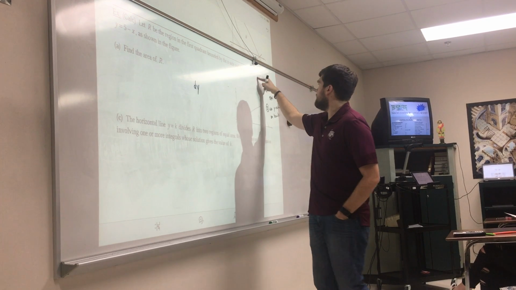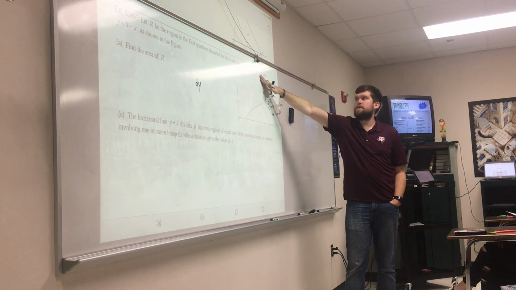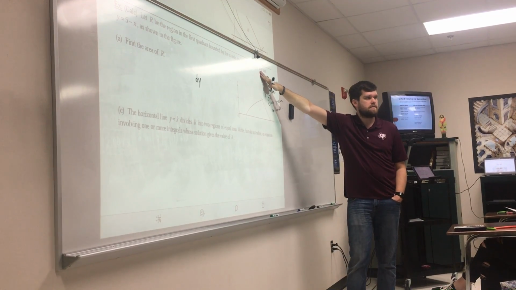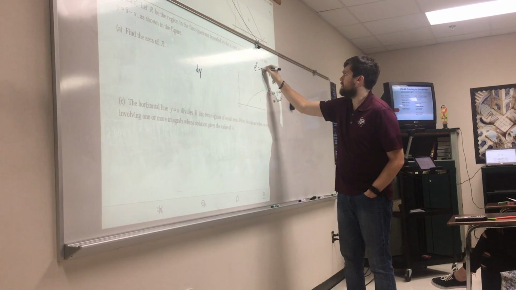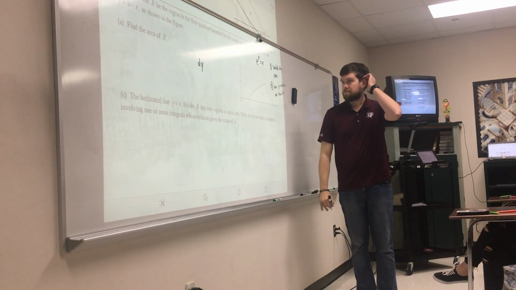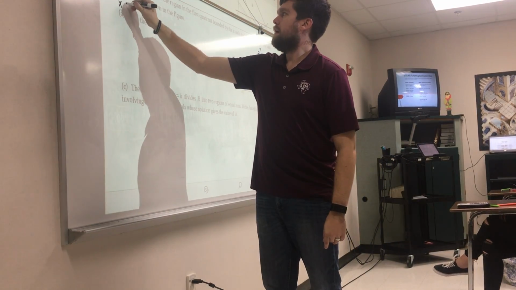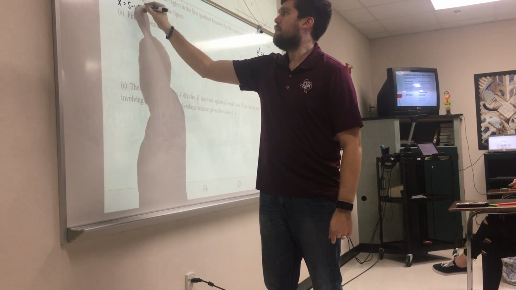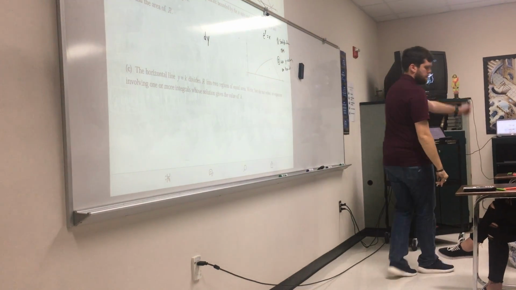So if I start with this equation, y equals ln of x, how do I get rid of this ln so that it just says x? E both sides. So this is going to be e to the y is equal to x. And over here, this is going to be what? x equals 5 minus y. Do you agree? Okay.